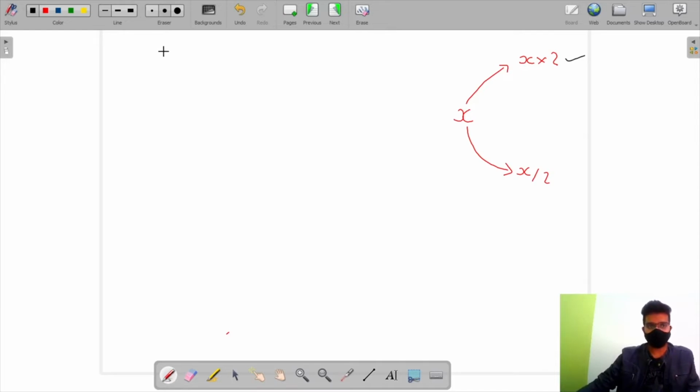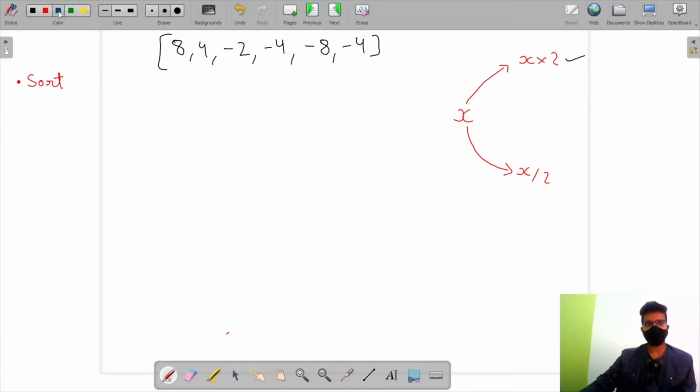Let's say we are given an array this time with negative elements. So 8, 4, minus 2, minus 4, minus 8, and again minus 4. Let's say we are given this array, right? What was our first step? Our first step was to sort our array. So let's sort it and see what our sorted array looks like. It will be minus 8, then minus 4, then again minus 4, then minus 2, then 4 and 8.